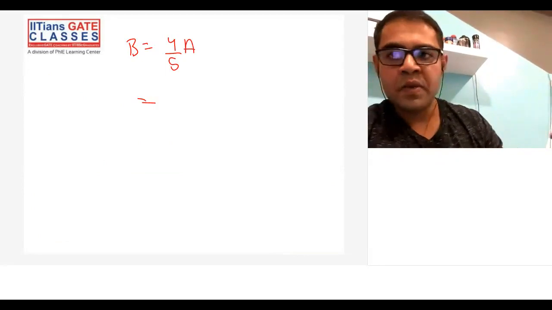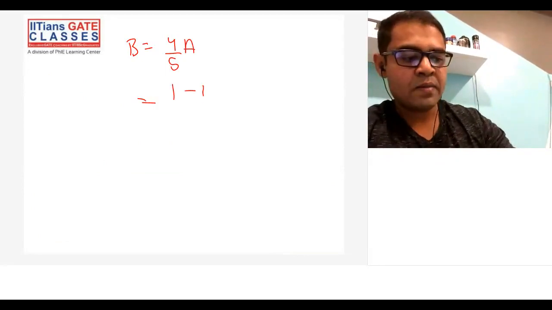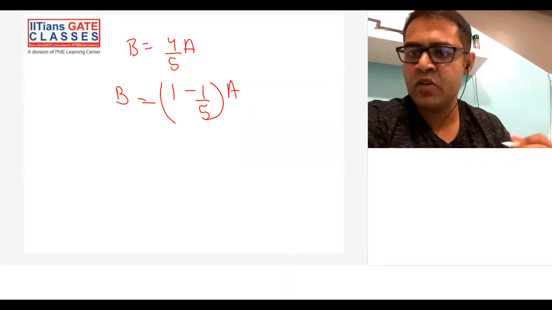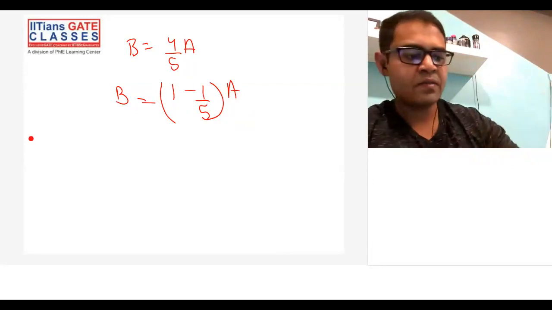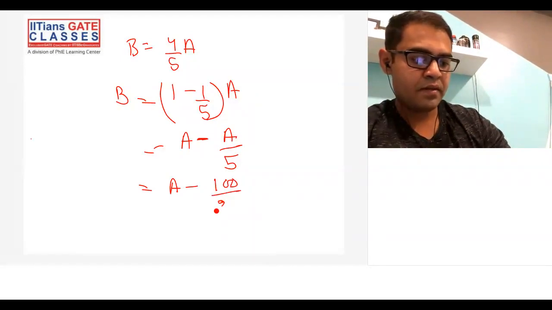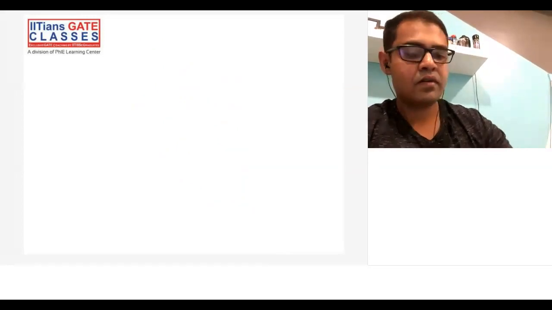Now see, 4 by 5 I will write as 1 minus 1 by 5 times of A. And then of course, if I want to convert something to percentage, I'll just multiply it by 100. A minus A by 5 is there. So this is A minus, I want to convert this into percentage. So it will be what? 100 by, sorry. Wait.